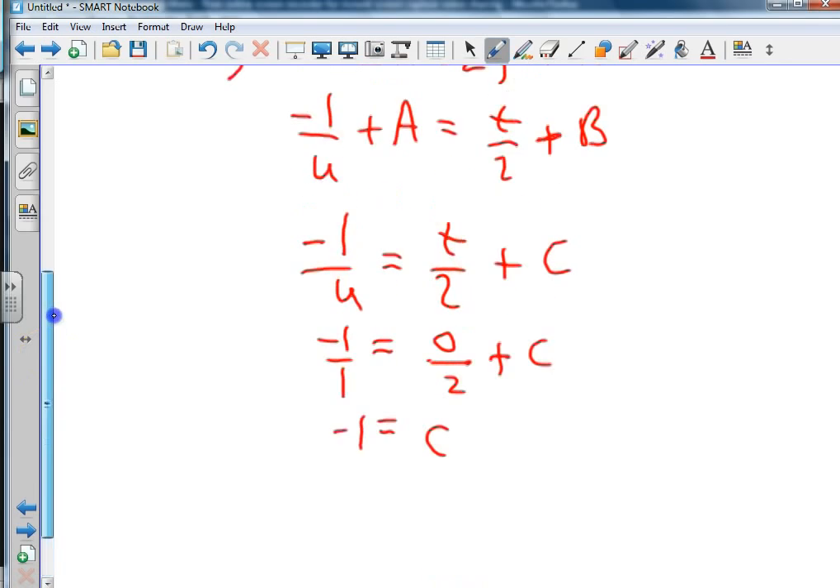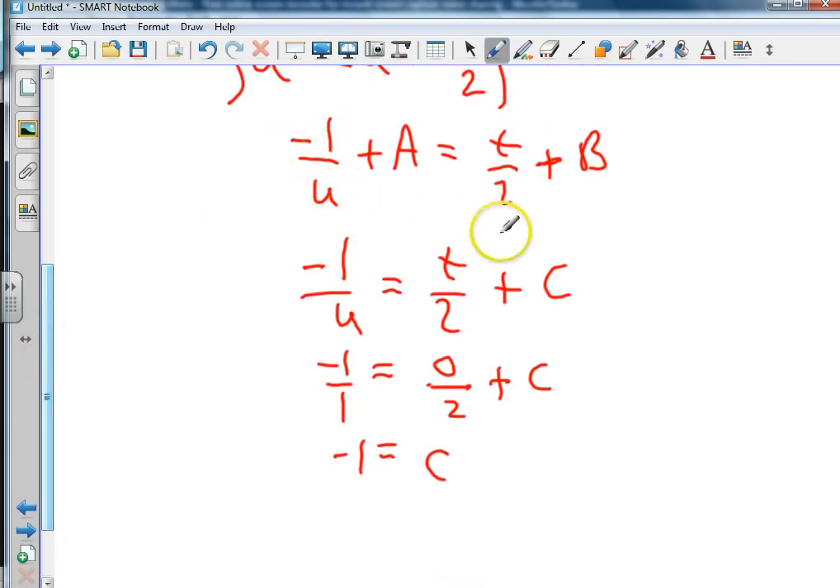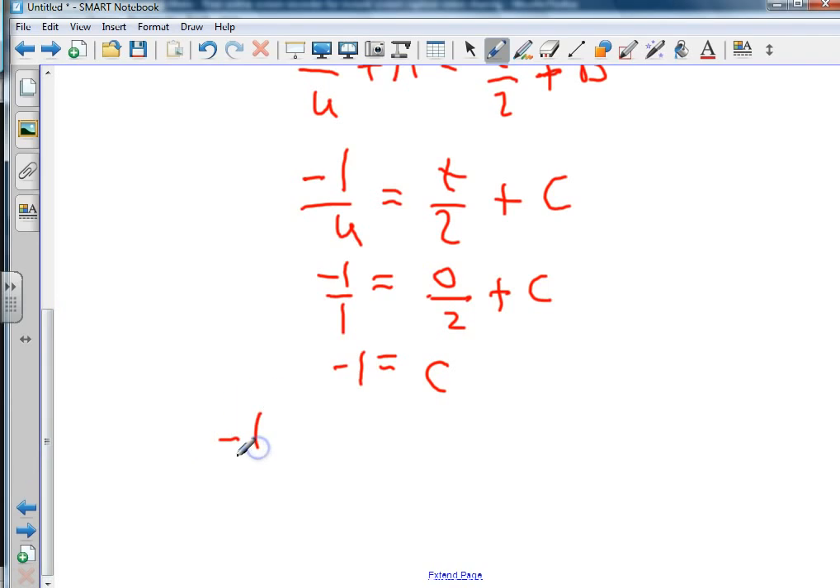So let's go back to the general solution. It's this guy. Negative 1 over u equals t over 2 plus c, but that's a negative 1, so minus 1.